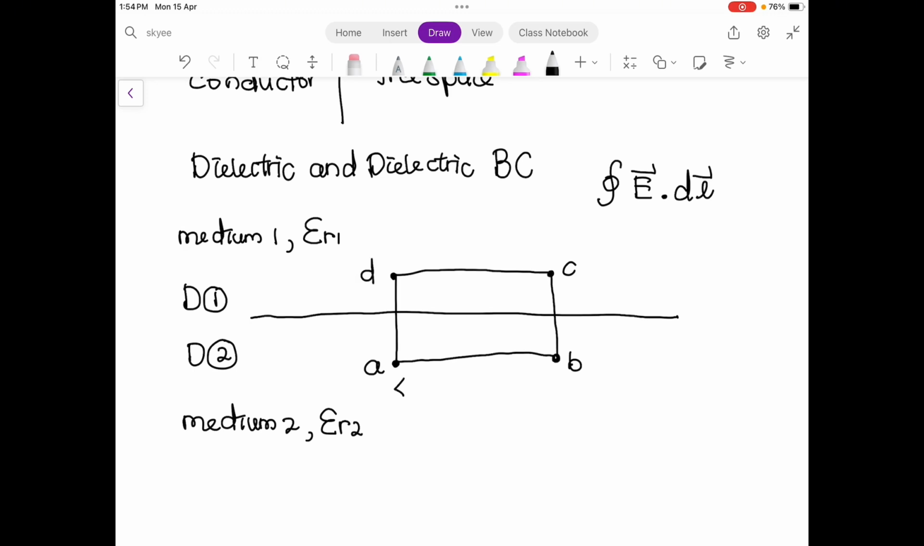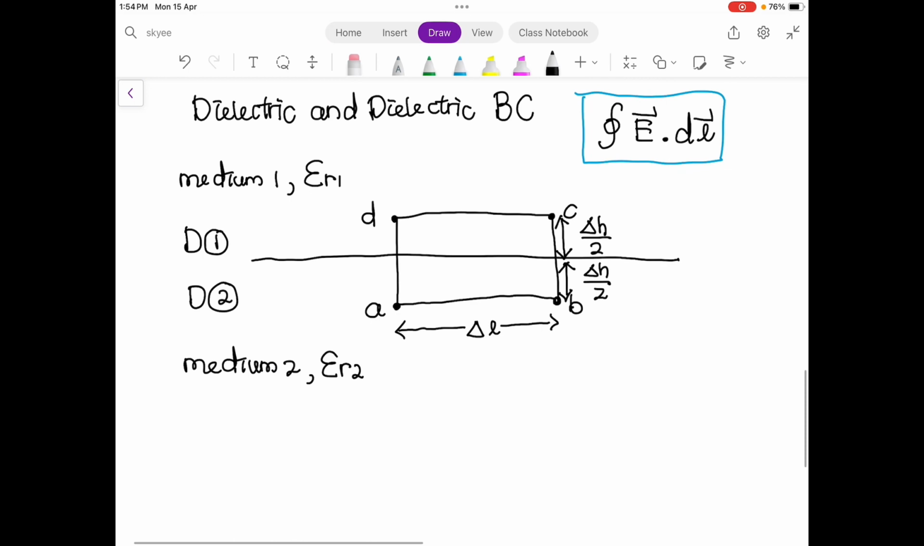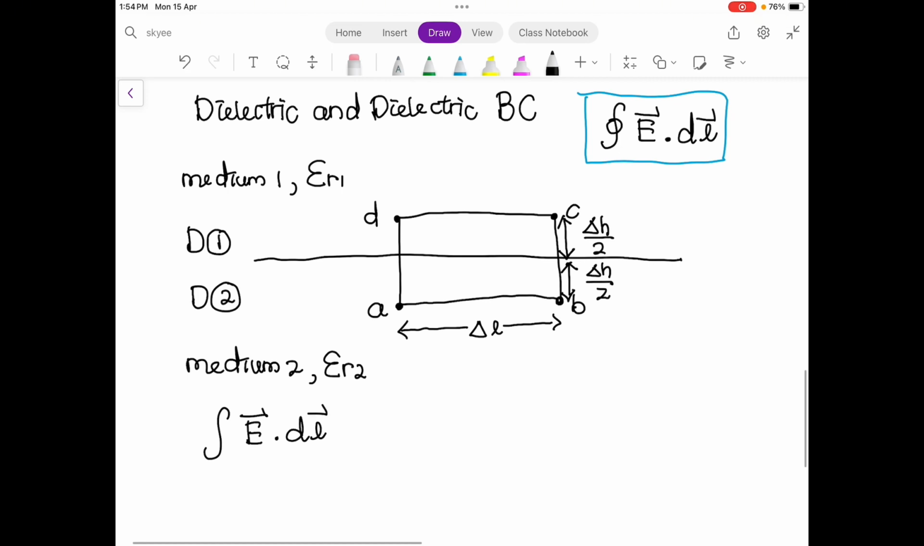The length over here I will put as delta L. And the length over here I would say is delta H over 2. Now let's begin our line integral of the electric field in the closed loop. Meaning that you have to do the line integrals one by one. So you have to integrate from line A to B.